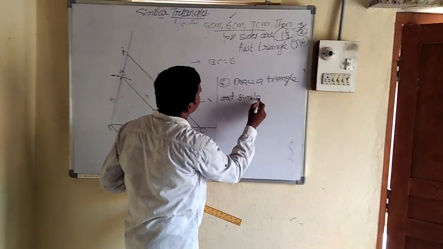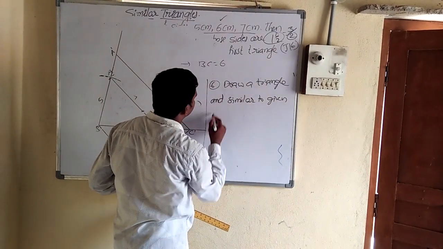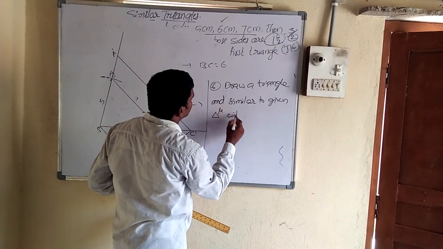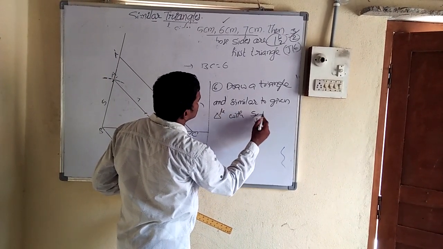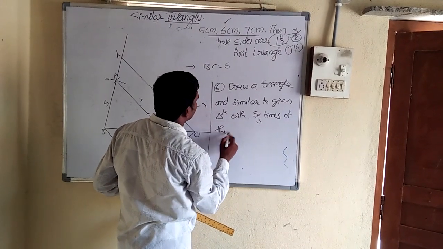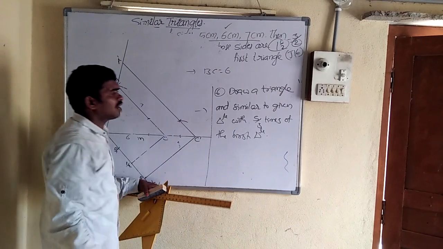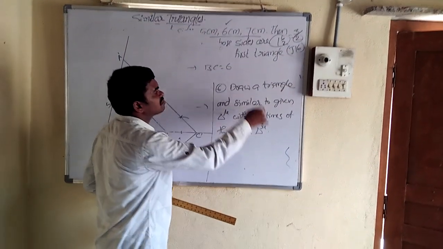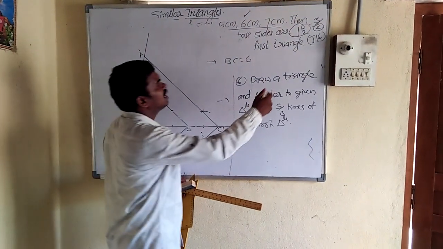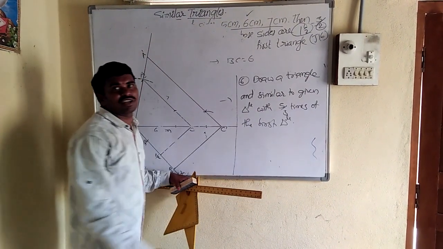similar to the given triangle with 5 by 3 times the first triangle. So here, what is the question? We have to draw a similar triangle 5 by 3 times the first triangle. What is the first triangle? Now there are no measurements given for the first triangle.